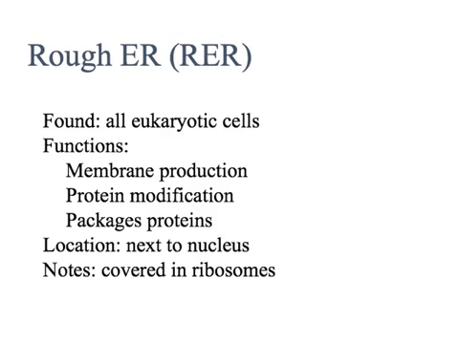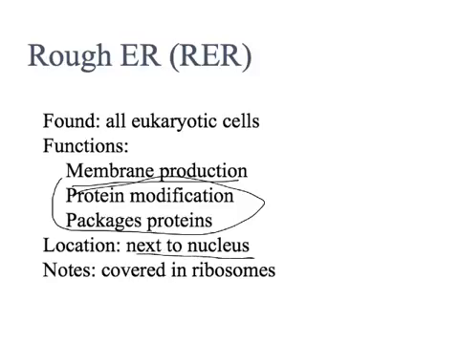So the rough ER, or rough endoplasmic reticulum, is also found in all eukaryotic cells. And this is going to function in membrane production, so we're going to make a new membrane. It modifies and packages proteins. So remember, the ribosome makes the proteins. Then the ribosome sends the proteins to the rough ER, where they're packaged and modified. It's located right next to the nucleus, and it's covered in ribosomes, which kind of look like bumps, which is why it's called the rough ER.